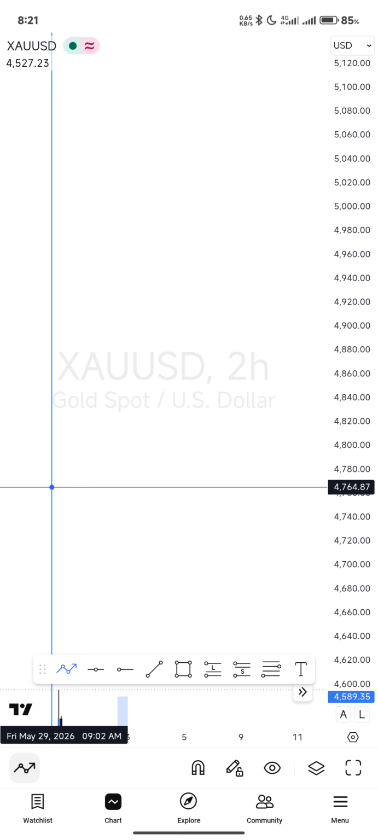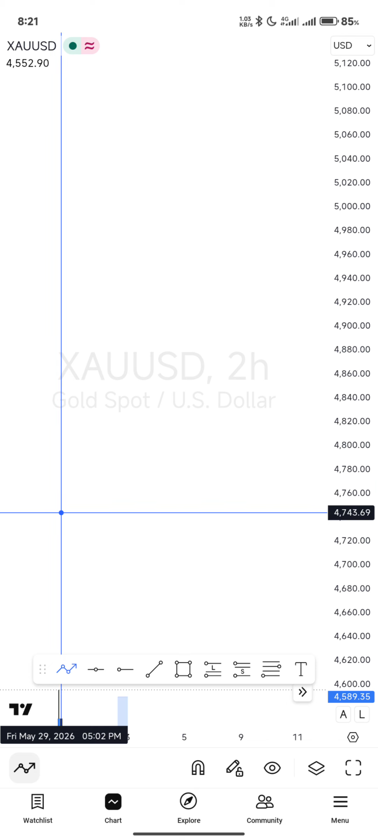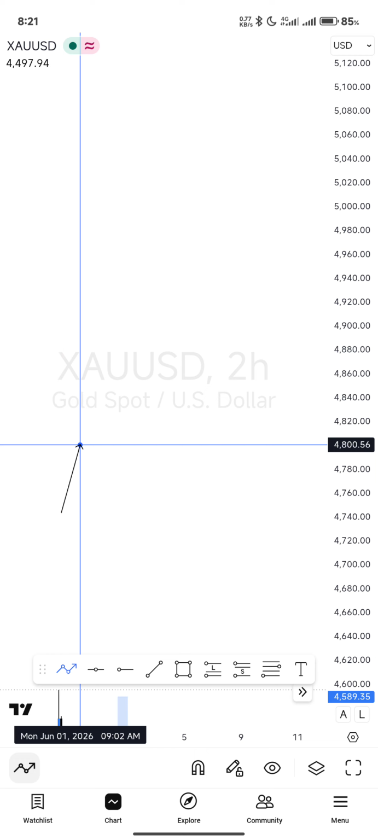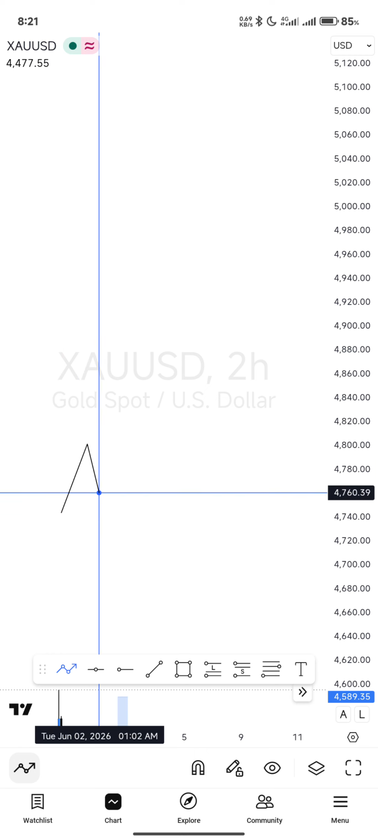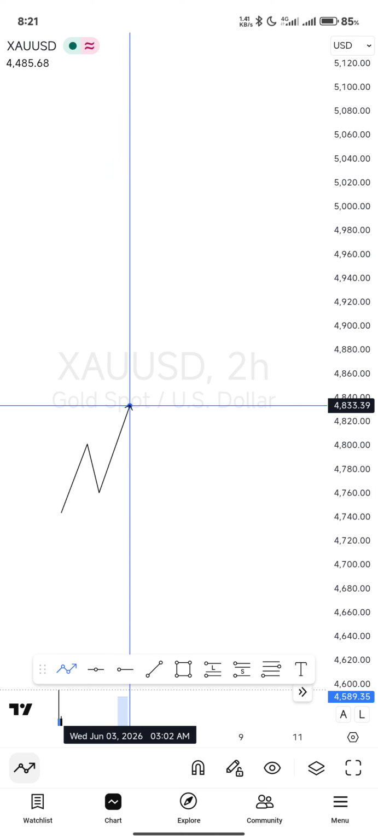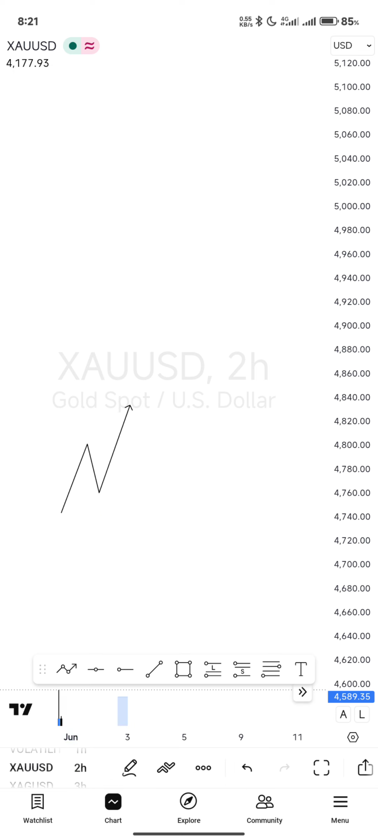So let me give you an example so you get it. Every uptrend is characterized by higher highs and higher lows. Let me give you a pictorial example. The market starts from a low, makes a high, then makes a higher low, and then makes a higher high. This is a practical example of an uptrend. It comes from a low, makes a high, makes a higher low, and then makes a higher high.